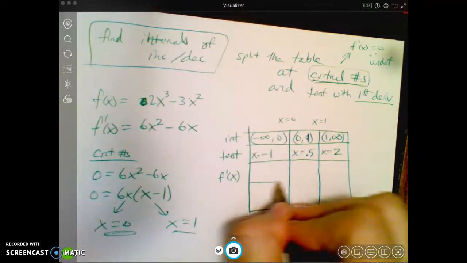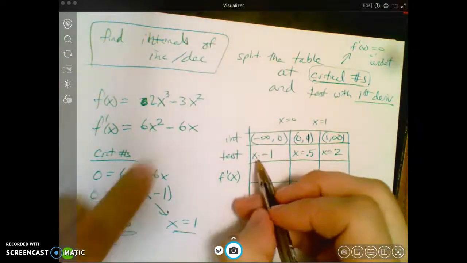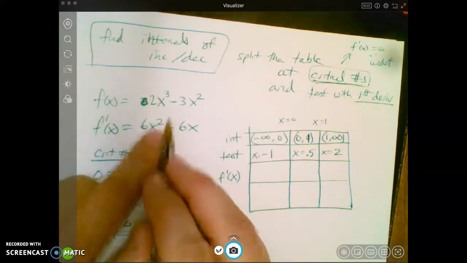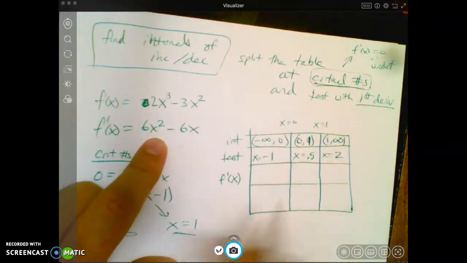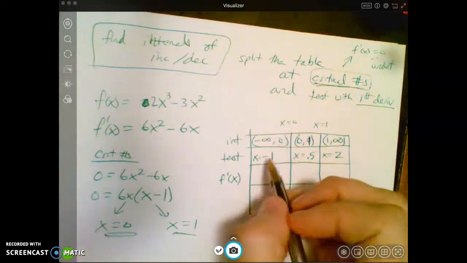So now we're going to plug those numbers into the first derivative. Make sure you don't plug it accidentally into here. You're plugging it into here. And you only care if your answer is going to be positive or negative. You don't care about what number it is.